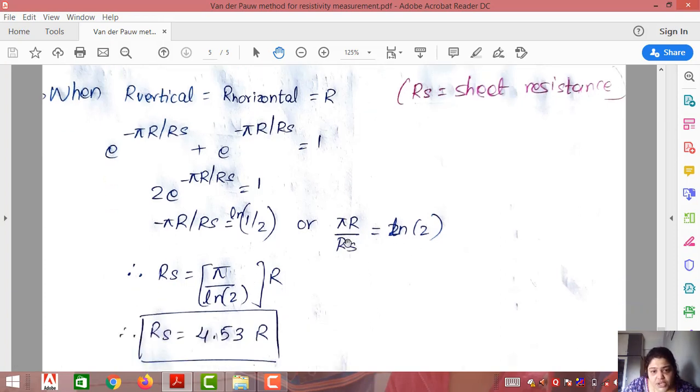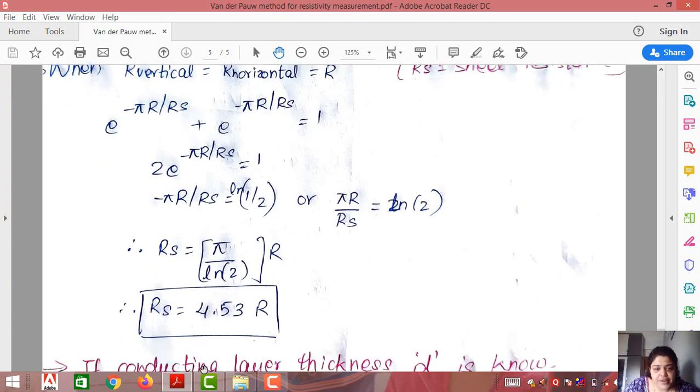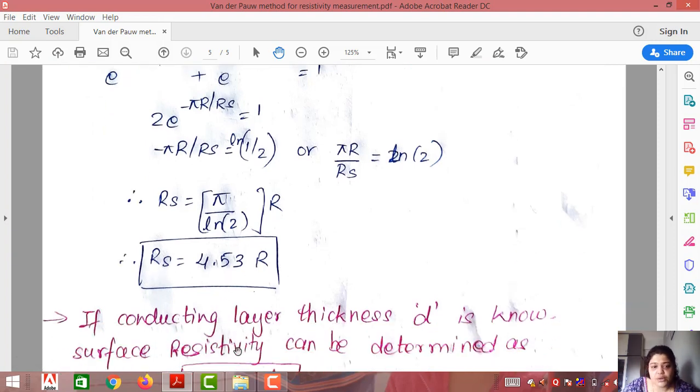So from this you can get Rs. If you take it to the RHS, Rs will be pi upon ln 2 into R. The value of pi upon ln 2 is approximately 4.53. So Rs will be 4.53 into R, where R is the value that you have just measured using the voltmeter and the current reading. So Rs will be 4.53 into R.